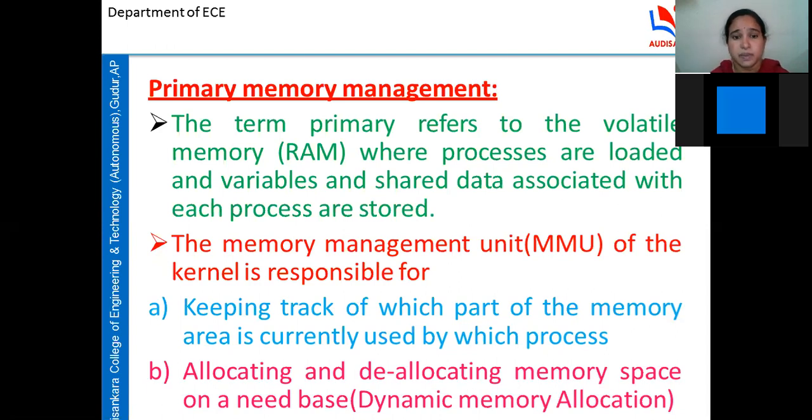there. And the memory management unit is associated with this memory, and that memory management unit of the kernel is responsible for keeping track of which portion of the memory area is currently used by the processor. Okay, and we already know that some memory space is allocated for the process, right? And which portion of the memory space is currently utilized by the processes, the tracking of that will be managed by the memory management unit.